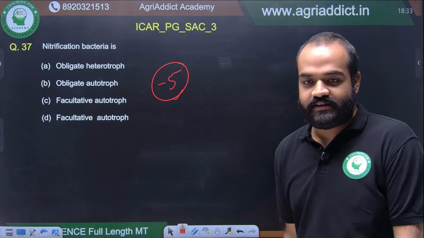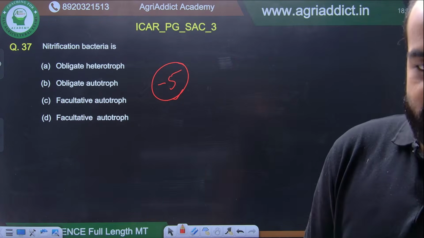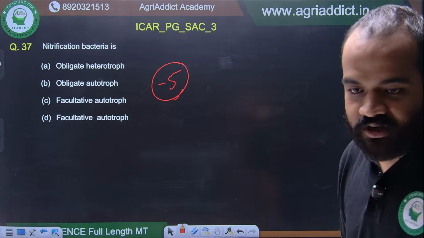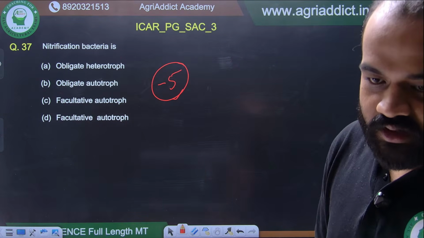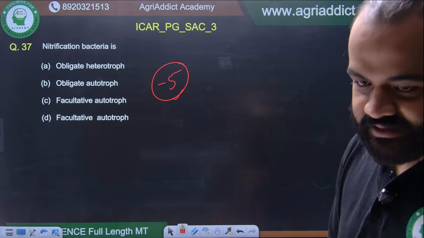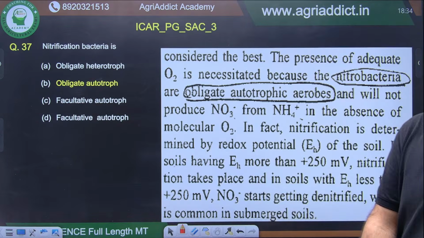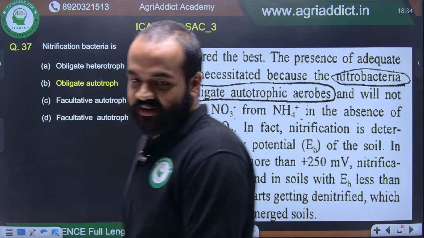All right. Nitrifying bacteria are: obligate heterotroph, obligate autotroph, facultative autotroph, facultative autotroph? Harshvardhan is saying B. Aman is saying B. Shomik is saying C. No, you cannot say it is C. It is wrong. Shomik, go and read it very carefully.